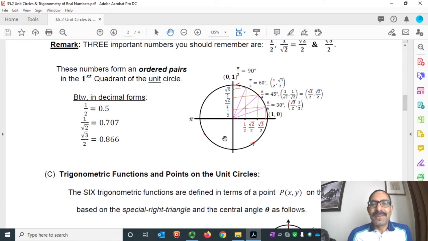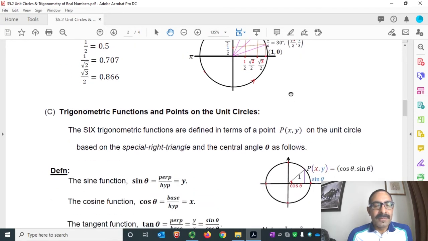So this side is 1, 2, 3 under the radicals, and this side is 1, 2, 3 under the radical. Awesome. By the way, in decimal form, 1/2 is 0.5, 1 over radical 2 is approximately 0.7 and radical 3 over 2 is approximately 0.866. Great. So now let's move on.